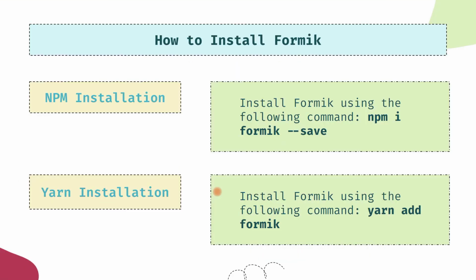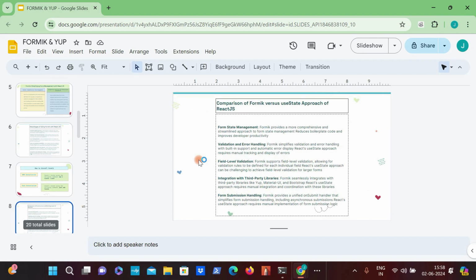There are two different ways we can install Formik. One is using npm install formik --save or yarn add formik. So either you can use npm or we can use yarn to install Formik. Now let's see how we can perform basic form handling without Formik.